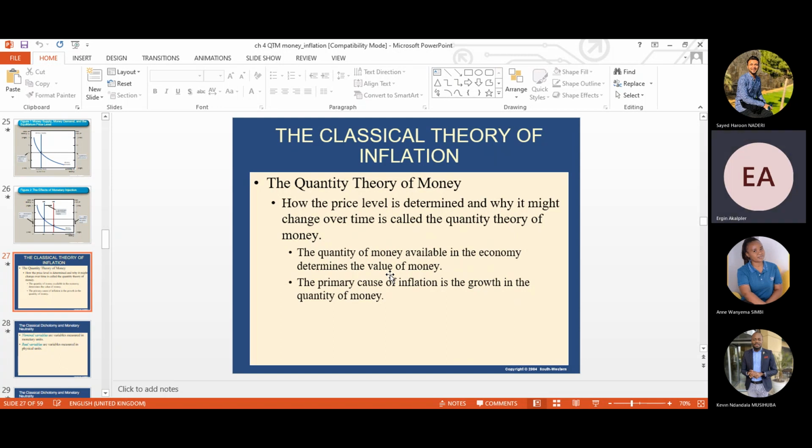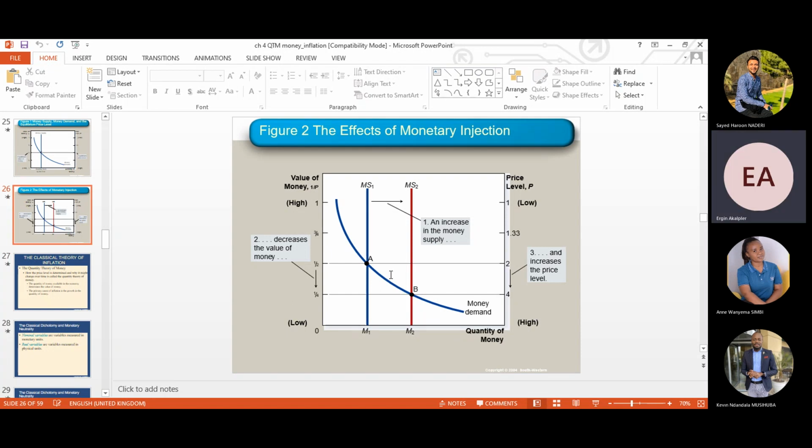The quantity of money available in the economy determines the value of the money, as you observe in the former graph. As much as the amount of money is enlarged, the value of money is decreasing, and this is then causing some inflation. You saw and understood this graphic, didn't you? Do you have any problem with this graph?